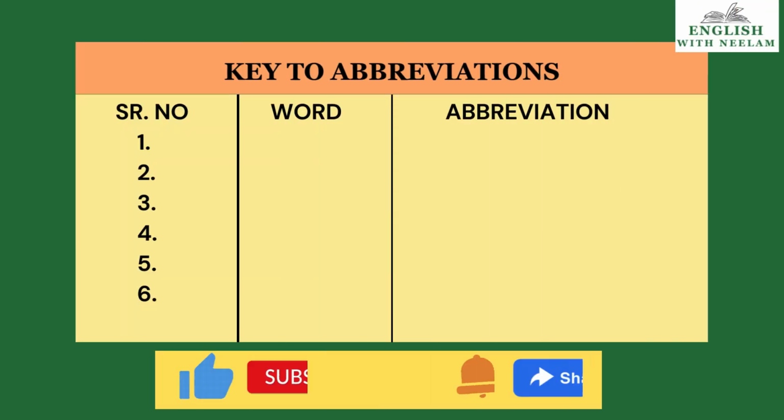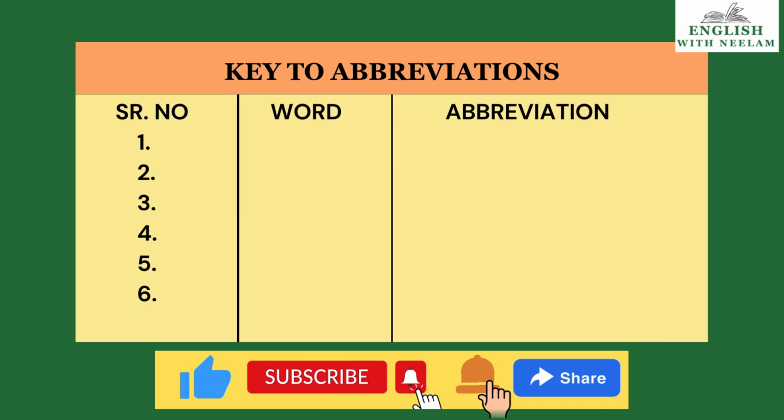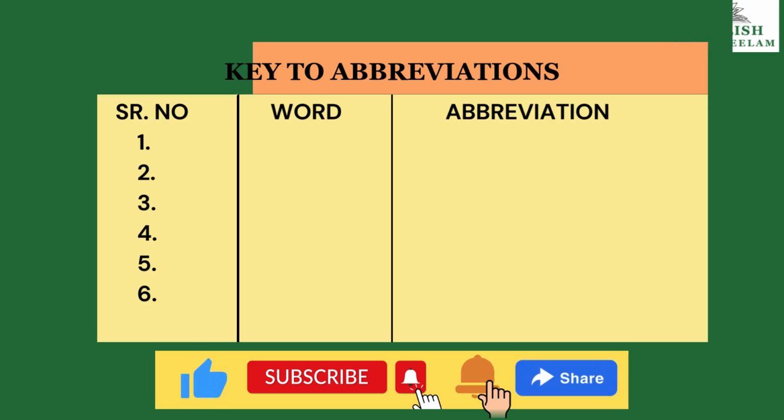Okay, after this we come to the abbreviations, children. For abbreviations, you have to make a box. You can make, children, 6 abbreviations or as per the question. Give the box a heading, children. Key to abbreviations, serial number, word, and then abbreviation. Okay, this way you have to make the box and write your abbreviations, children. It is a must, children. Making a box is a must.